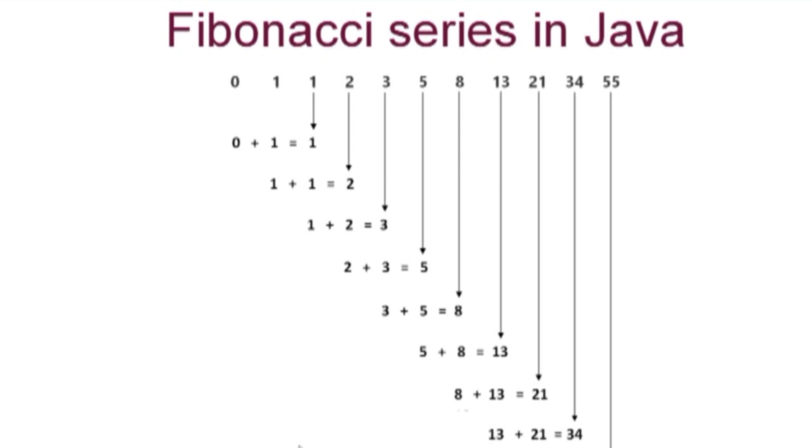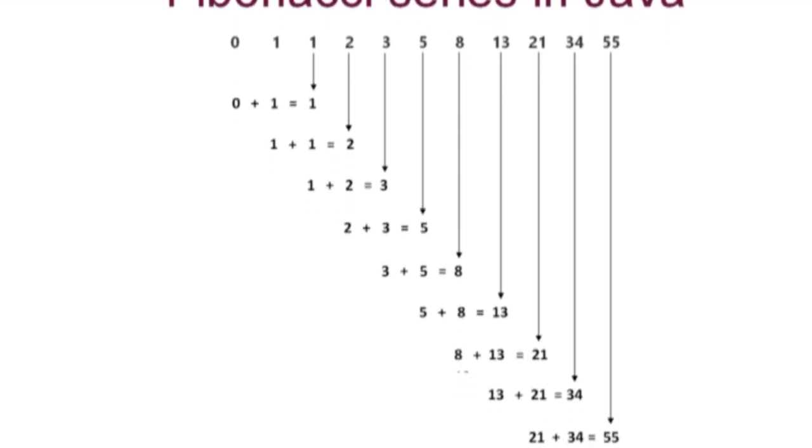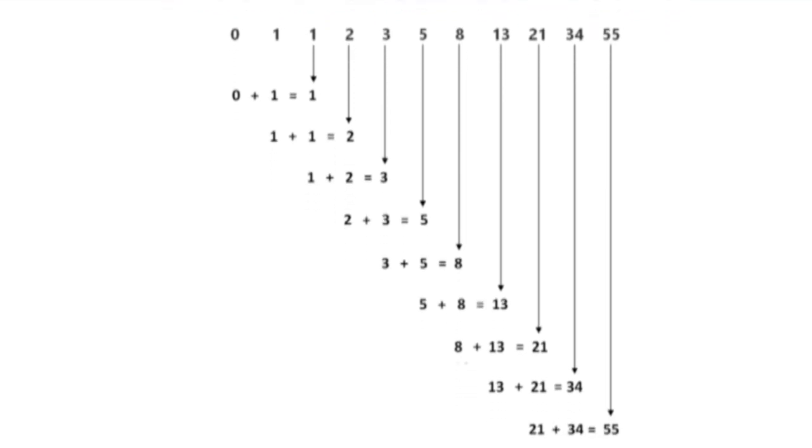What is the Fibonacci series, students? The Fibonacci series is a series where the next term is the sum of the previous two terms, where the next number is the sum of the previous two numbers. The first two terms of the Fibonacci series are 0 followed by 1.